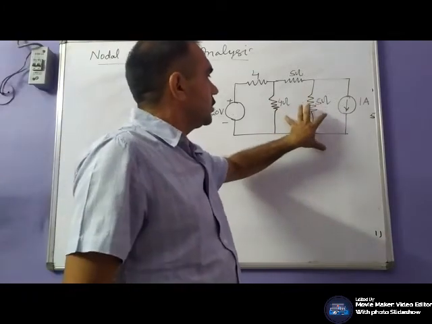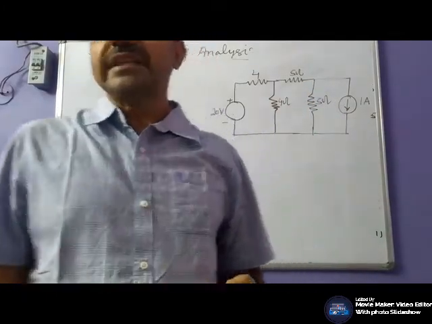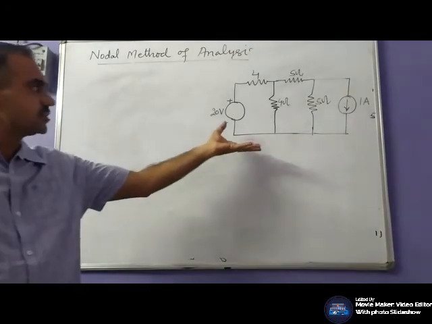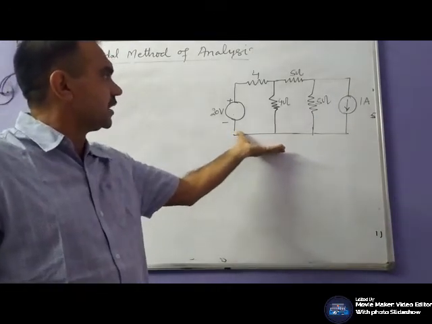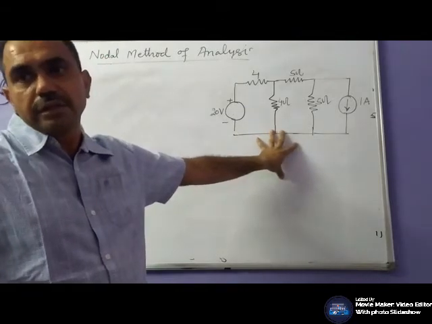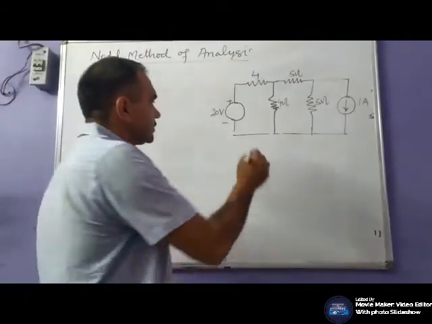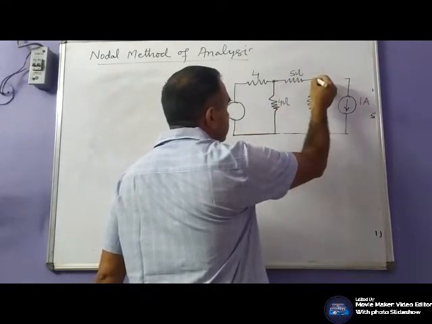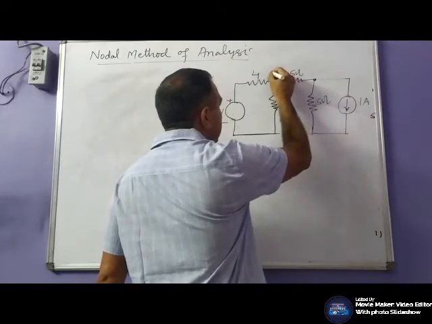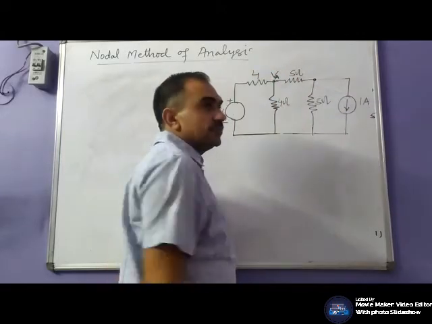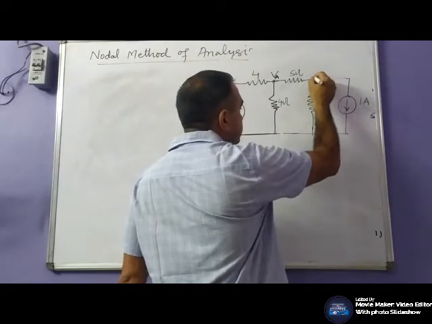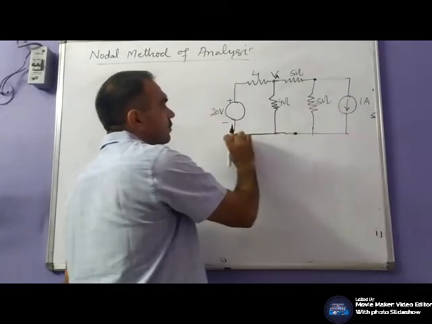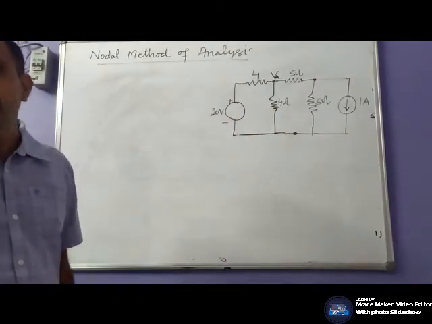Now you have to find branch currents using the nodal method for the network shown. So here, first designate your nodes. One node is this, where the voltage is VA. Another node is this, and the third node is this, where all these four branches are connected.